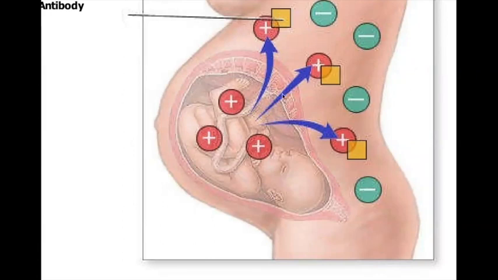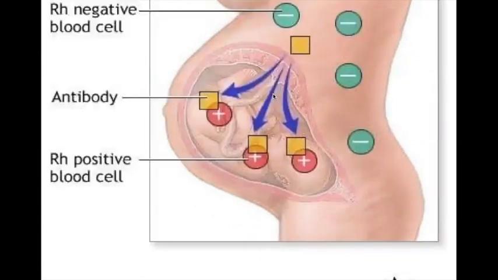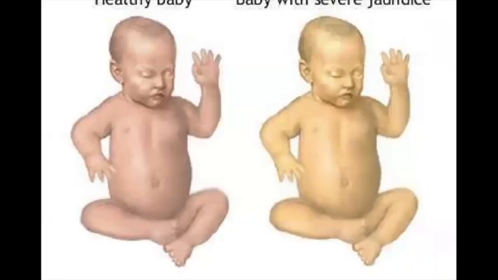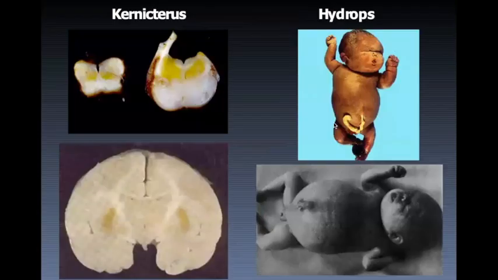Since the baby has positive antigens, the mother makes antibodies against that RH positive blood cell. Then it causes anemia or hemoglobin degradation, jaundice, kernicterus, anemia, hypoxic injury to liver and heart, extramedullary hematopoiesis, hepatosplenomegaly, and hydrops. Healthy baby and baby with severe jaundice. As you can see, he is very yellow skinned. The kernicterus.